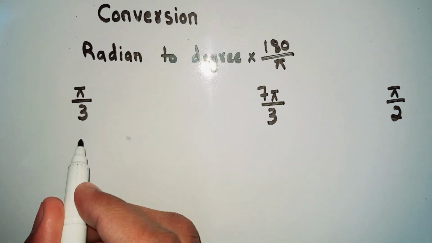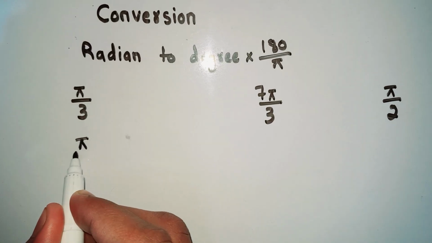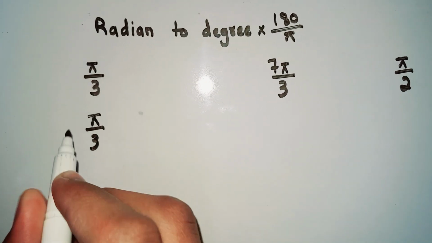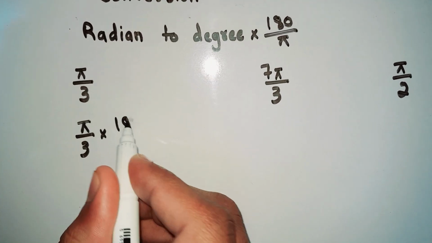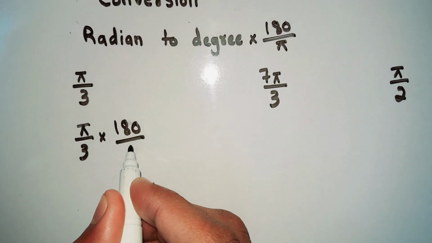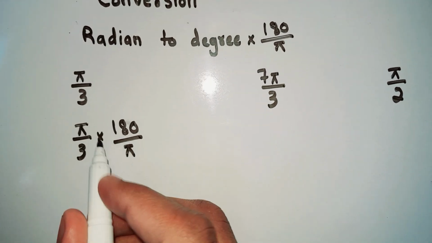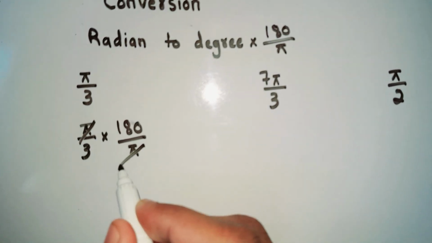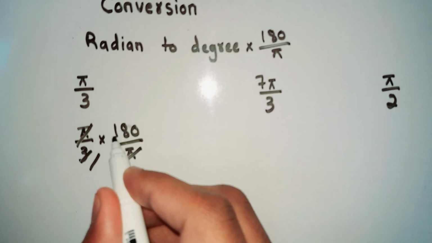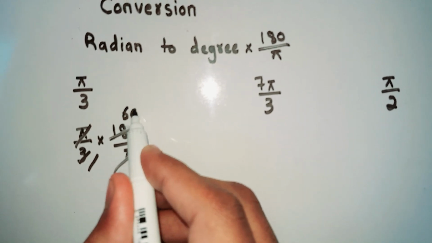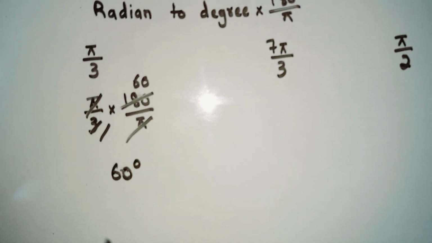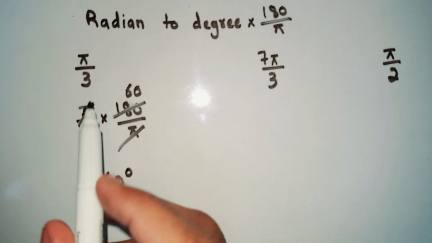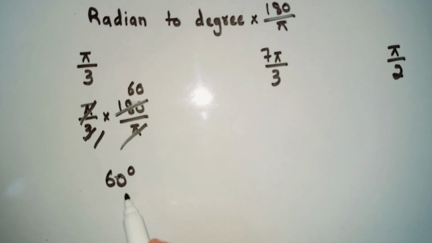Let's solve. So we write pi upon 3. Now we multiply pi upon 3 by 180 upon pi. Now pi and pi cancel. 3 ones are 3, 3 sixes are 18, and 0. So it equals 60 degrees. So 60 degrees is our answer. Pi upon 3 is equal to 60 degrees.